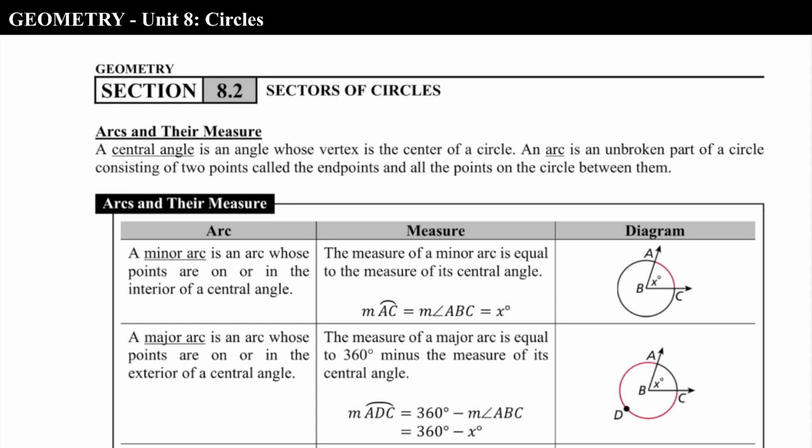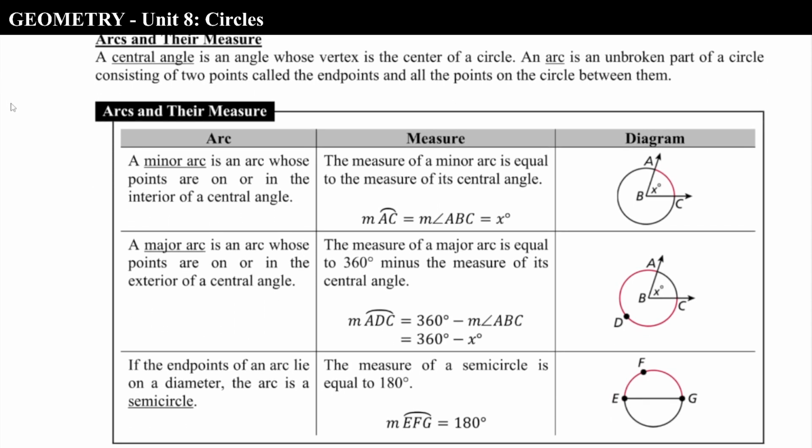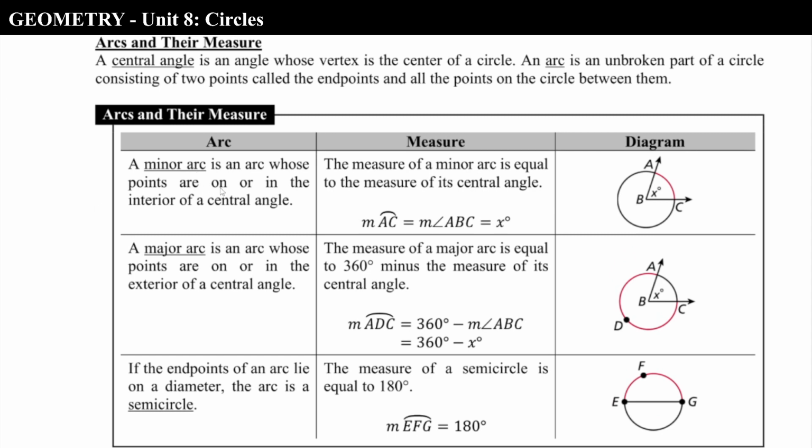An arc is an unbroken part of the circle consisting of 2 points called endpoints and all the points on the circle between them. So here you kind of have a look at the different types of arcs that we have. A minor arc is an arc whose points are on or in the interior of a central angle. So here we have a central angle ABC, and the minor arc is the one that's on the inside of that angle. And we can use 2 letters to name that arc. We have arc AC, and we just use the endpoints of that arc to name the arc.